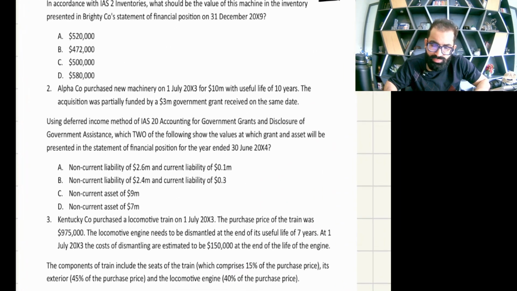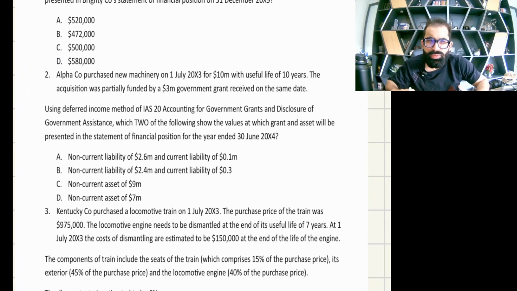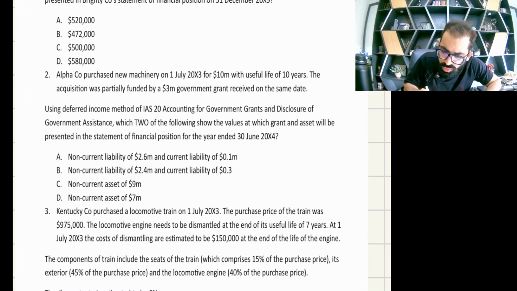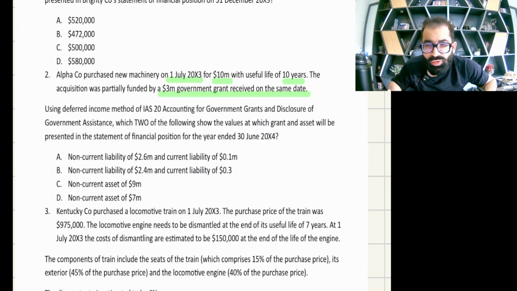Question number 2 again is very easy, very simple scoring marks. Alpha company purchased a new machinery on 1st July 2003. Keep this date in mind. For $10 million, this is the cost and life is 10 years. The acquisition was partly funded by a 3 million government grant received on the same date. Whenever we receive a government grant, we make a simple entry: bank debit and deferred income credit.